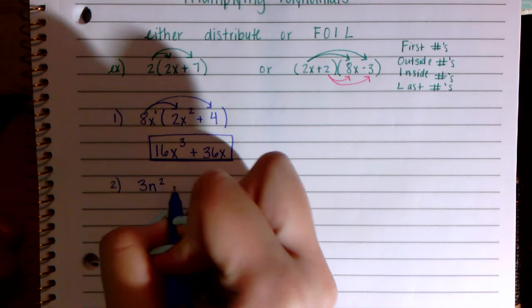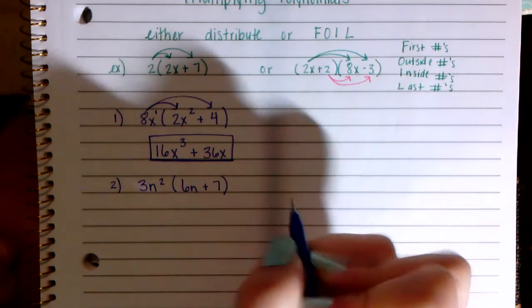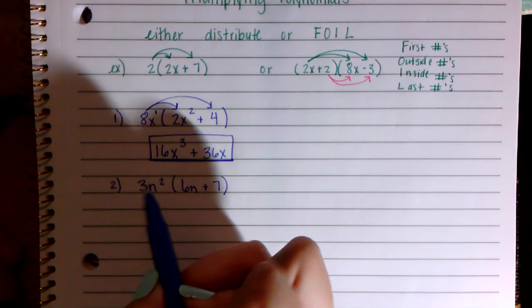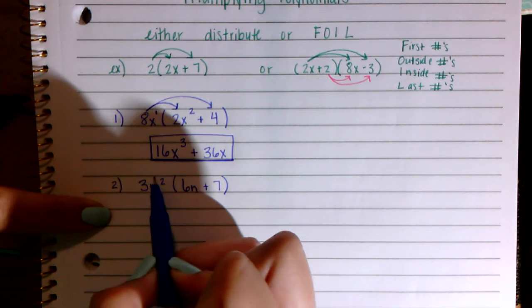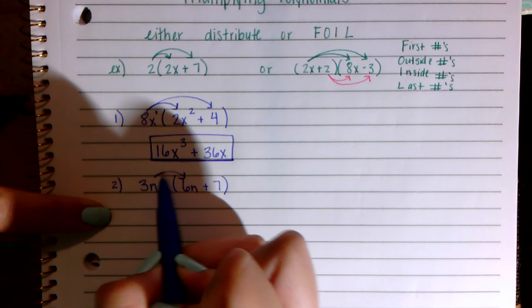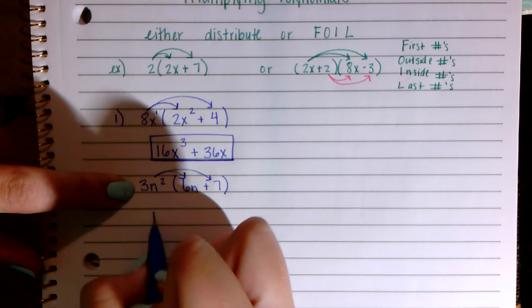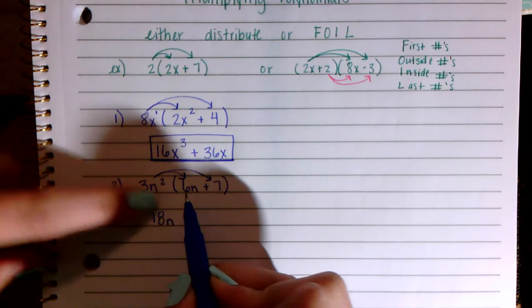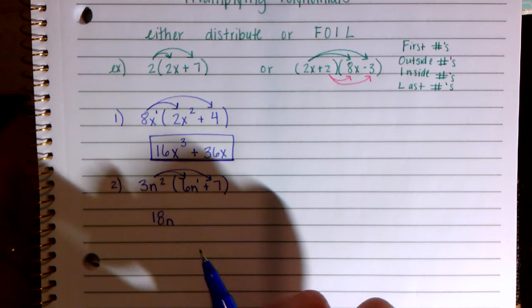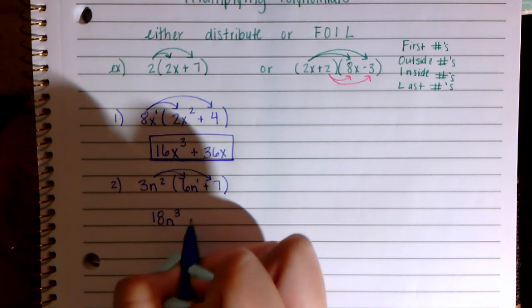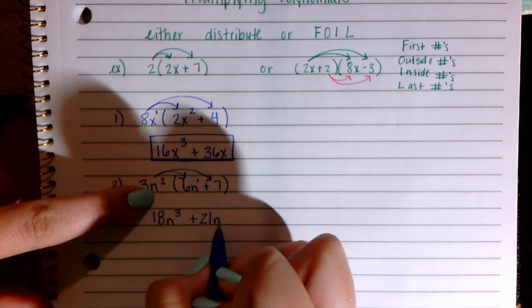Three n squared times 6n plus 7. Okay, so I'm going to multiply, just distributing. Again, when you have one thing times multiple, you just distribute. It goes to everything in the parentheses. Okay, so what is 3 times 6? 18. They both have an n, and I'm just going to add the exponents. This is 2, and this is an imaginary 1. So that would be n to the third, plus 3 times 7 is 21, and keep that n squared.